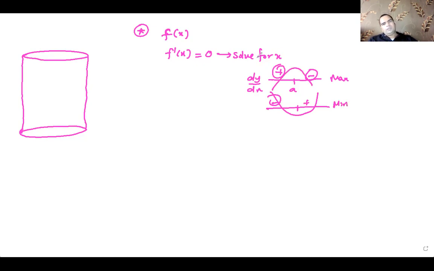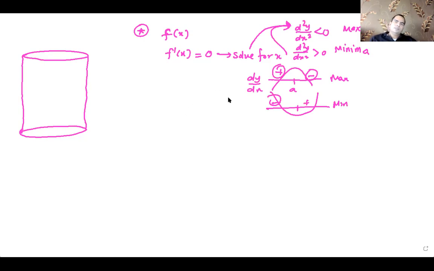And you can check by the double derivative test as well. Plug this x coordinate that you got into the double derivative. If it is less than 0, it is a maximum. If the double derivative is more than 0, it's a minimum. So this is just your prerequisite.